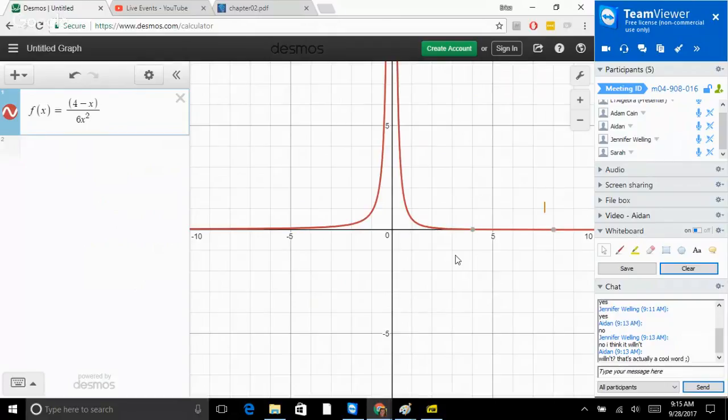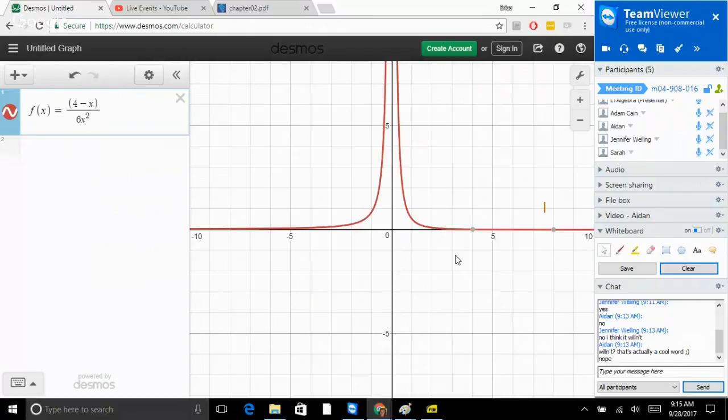So what do you think? Is it a function? Yes, it's a function, right? And then Aiden, you already answered the next question. Does it have an inverse? Nope. It does not. All right, so pretty easy.